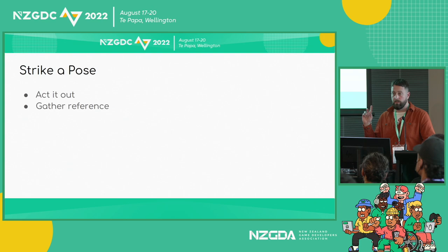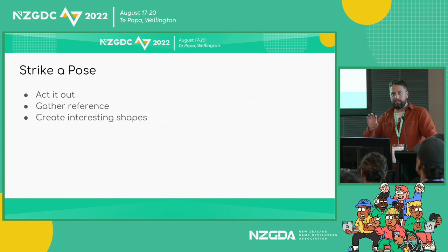A really good resource, and you can email me if you don't note it down, is Scott Eaton's Bodies in Motion. It's an incredibly good resource for doing that. He's got 3D models and photos and all types of cool things there. You can learn about body motion and shape language through that. Creating interesting shapes, that's exactly how you're going to do it. Look at those resources, look at people, look at shapes.